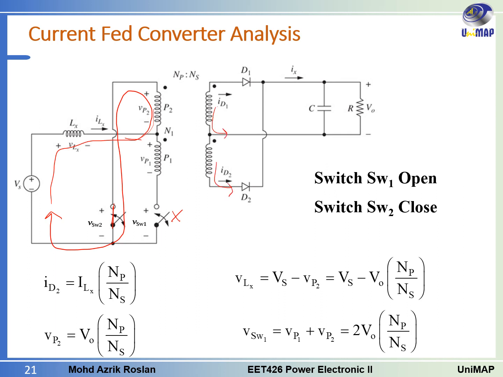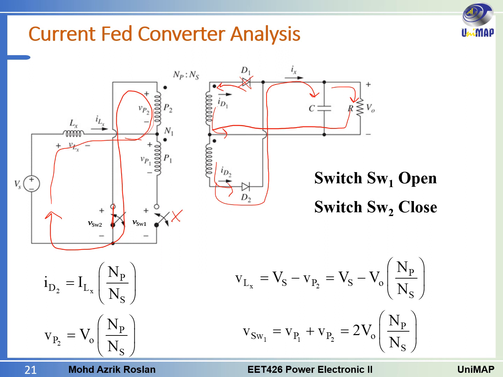Okay, so we know the current flow here. This diode will allow it, because the flow of current is like this. In the secondary circuit, the current will flow like this, and then going back here. Because the current is flowing like this, we know that the current must come from here, so it will be blocked by this D1.